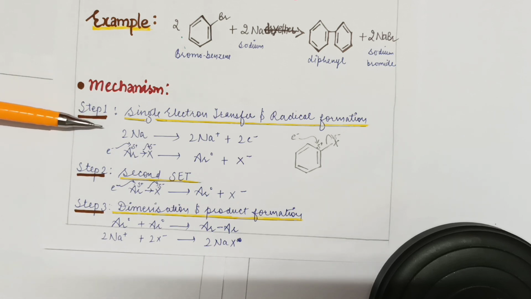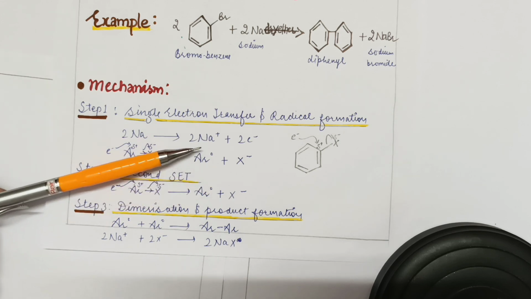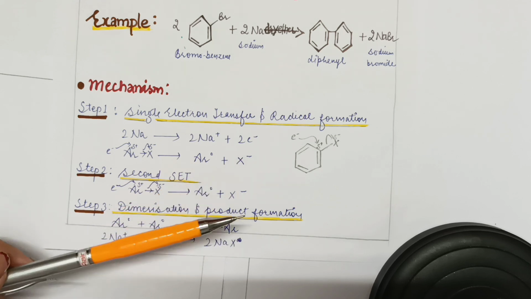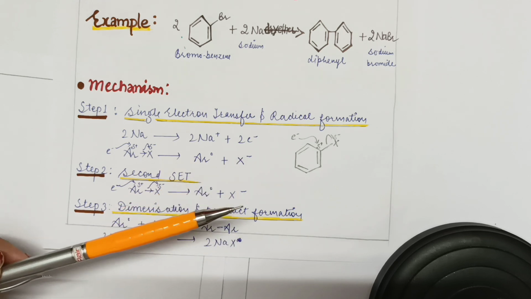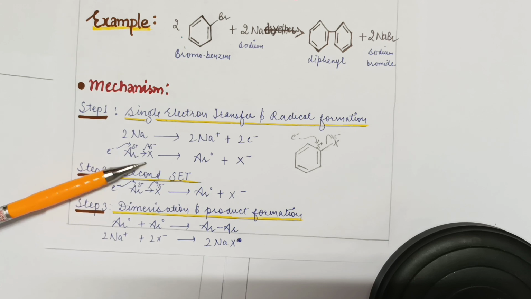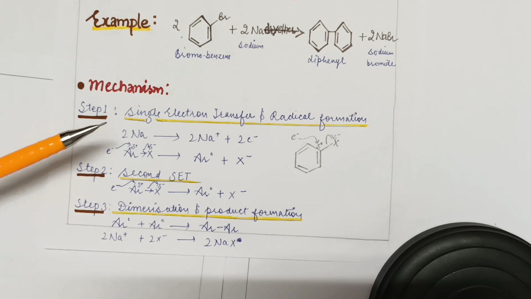So 2 sodium atoms are there, so they are gonna form their ions right here. These are the cations which are being formed, and 2 electrons are being released in that dry ether which we have used as a solvent, right? So here aryl halide is there. So aryl halide and this halide ion, obviously it is more electronegative. It is gonna pull the electron density towards itself, which generates a partial negative charge on it, and as a result a partial positive charge is generated on the aryl group, right?